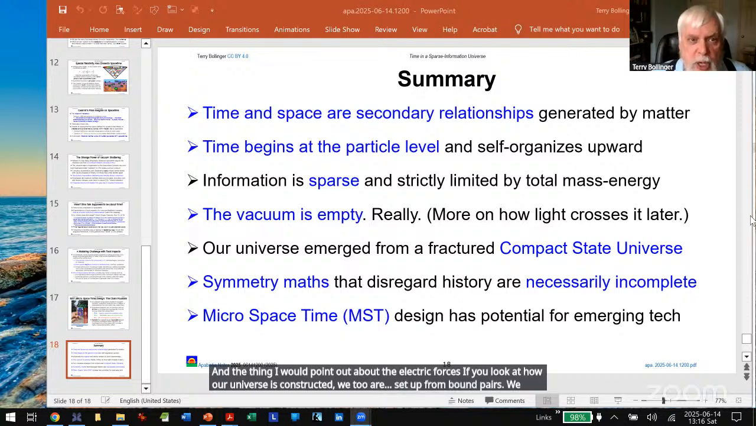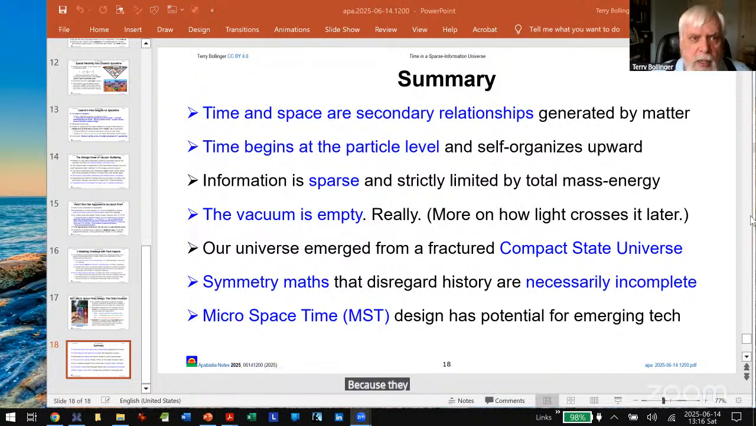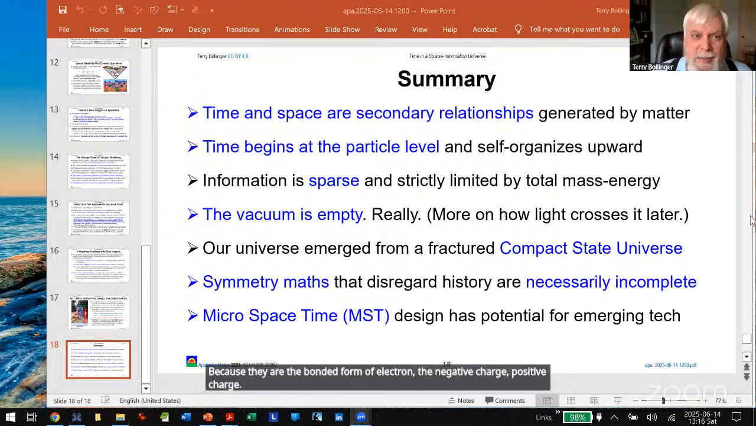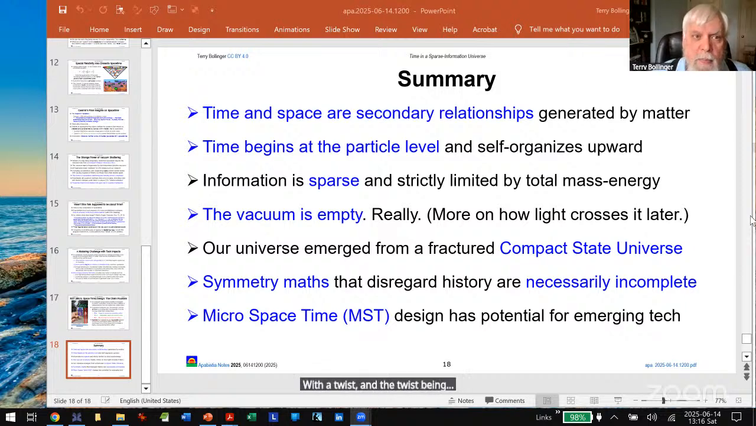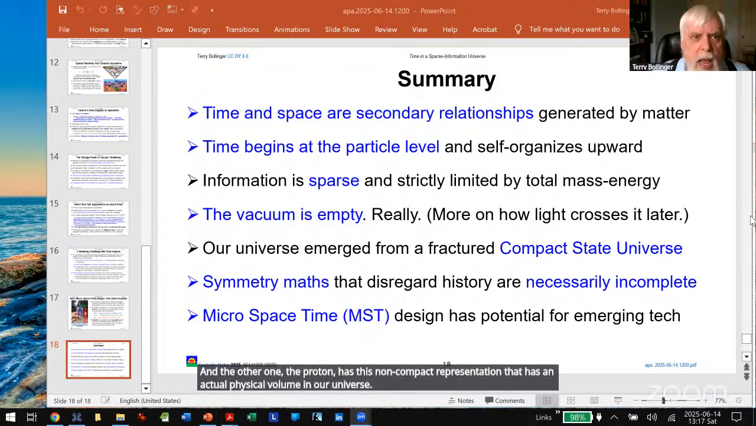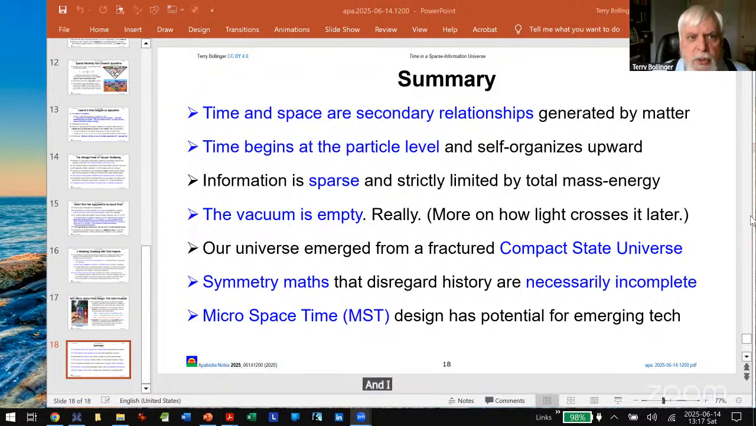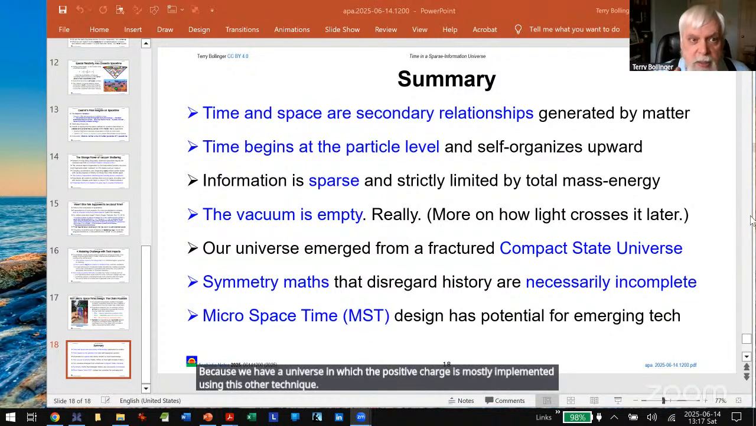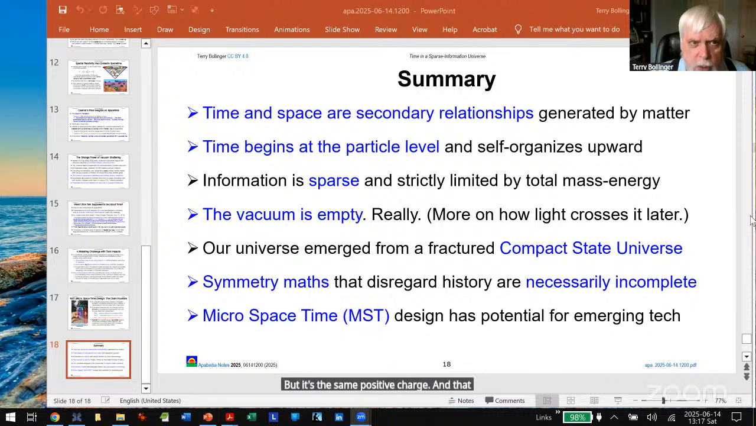We call them atoms, hydrogen atoms, because they are the bonded form of the electron, the negative charge, and the positive charge, with a twist. The twist is that one of them, the electron, has this compact representation, and the other one, the proton, has this non-compact representation that has an actual physical volume in our universe. And I actually think one of the reasons why our universe exists is because the wires got crossed. We have a universe in which the positive charge is mostly implemented using this other technique, but it's the same positive charge. And that implies there's some structure underneath that.